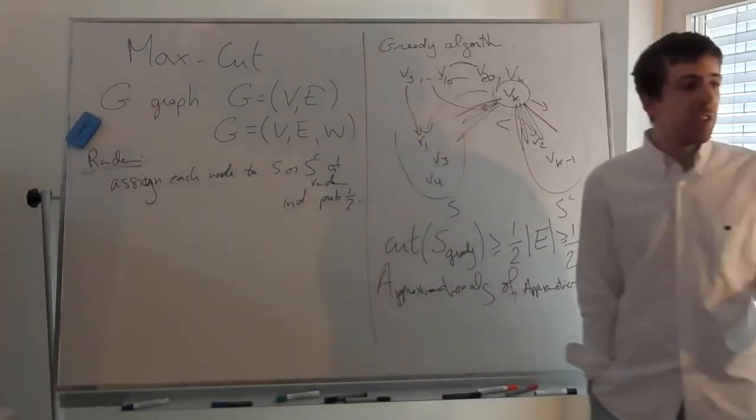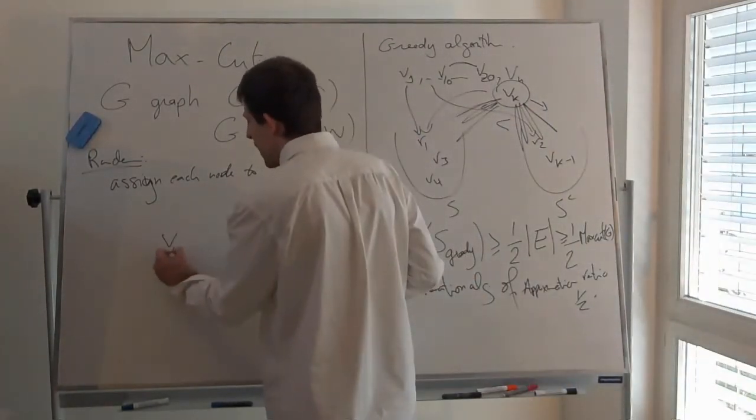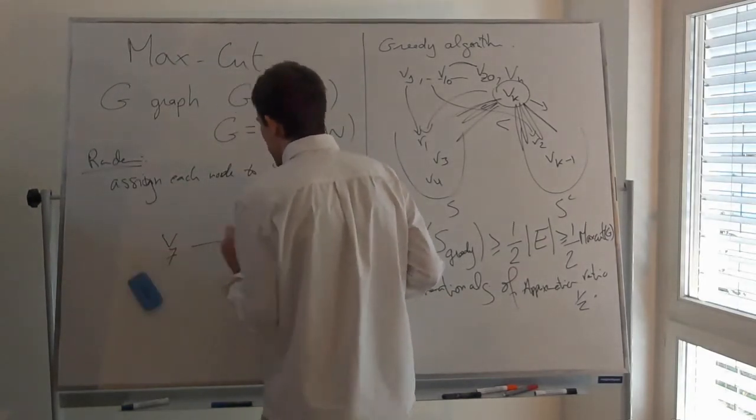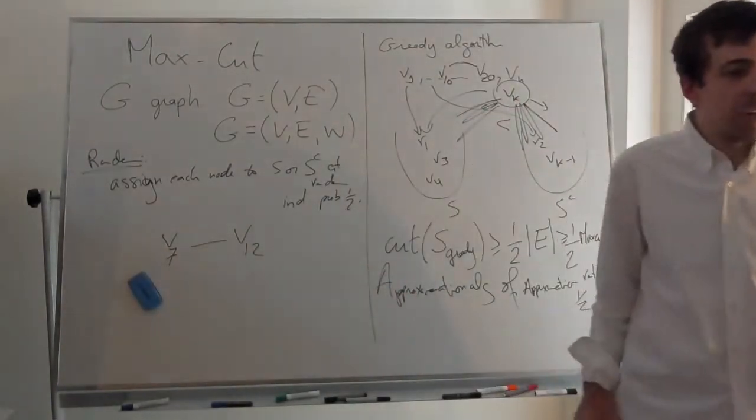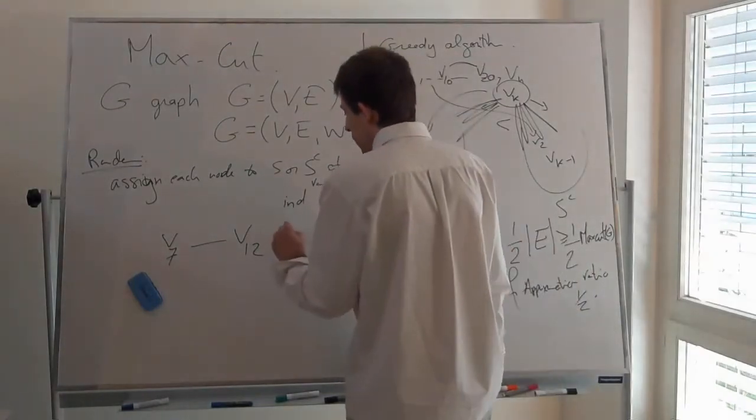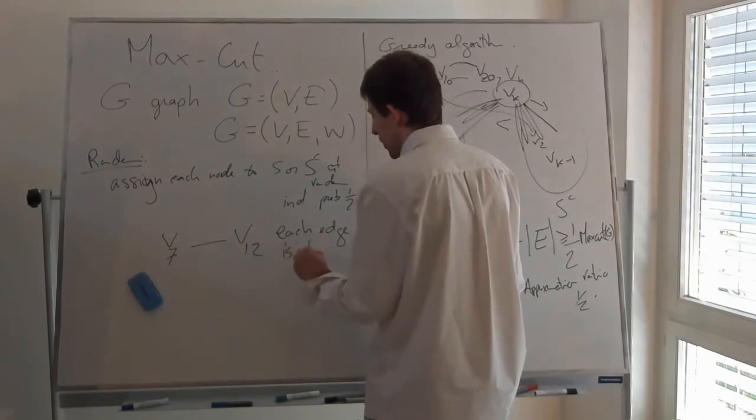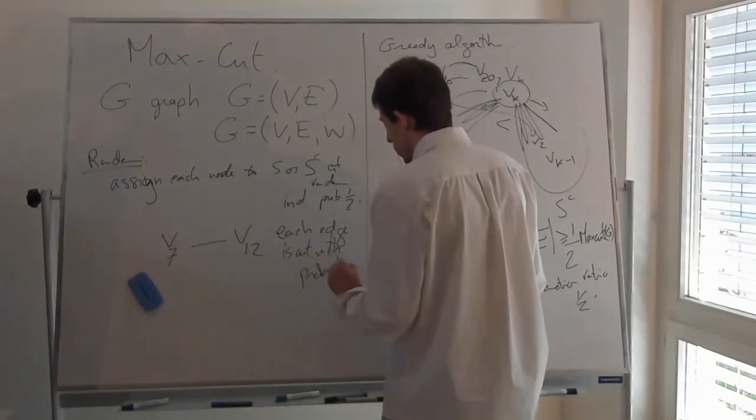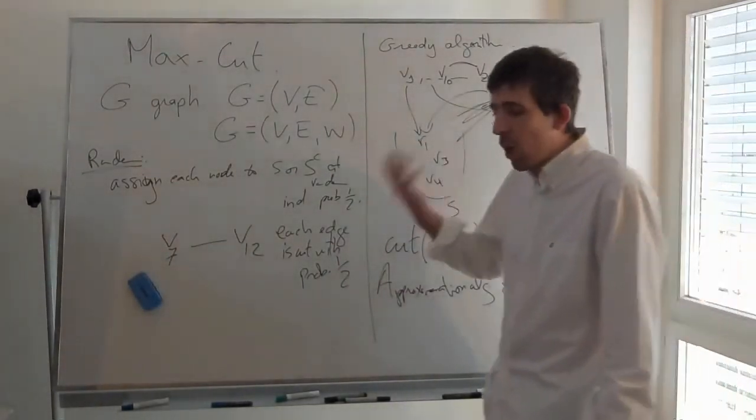Right now, if you look at each edge, it will be cut, right? If you look at an edge, say V7 to V12, this edge will be cut with probability exactly half, because there's half probability of being in the same set or in a different one. So each edge is cut with probability 1/2.